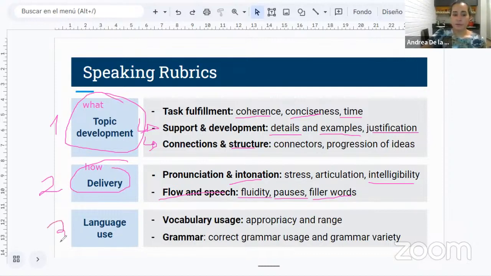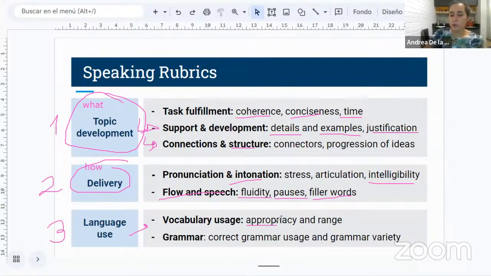And the third one, very important too, is language use. Basically, how well you can use the language. That has to do with vocabulary. So are you showing the vocabulary of a basic student? Are you just using basic words, the ones that you learn at A1 level? Or maybe you're using more complex, more advanced words. So what's the range of your vocabulary? How many words can you use? And how appropriate are the words that you're using?